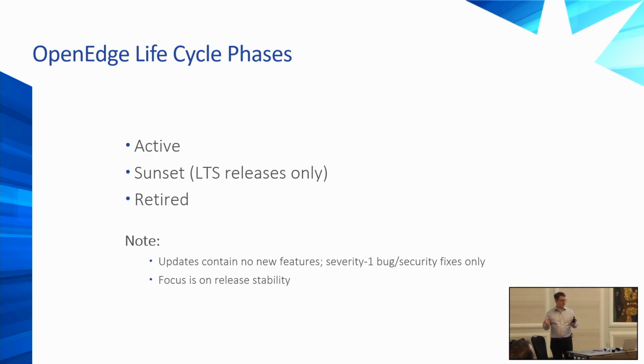And then in active and sunset, releases will be eligible for updates, also for ports to new OSs, certifications, but there are no updates for either type of release once they retire. Another note here just on the difference between the old service packs and updates is that updates don't contain any new features. The feature set of a release is locked down when it ships, and the only thing in an update is Severity 1 bug fixes and security patches.